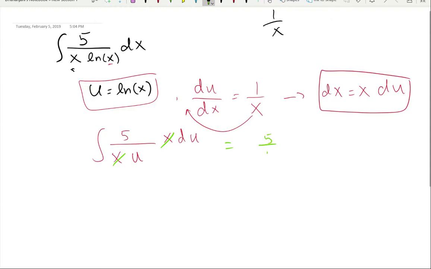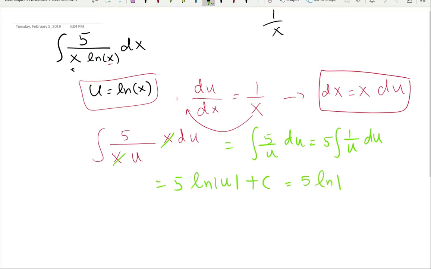So we have 5 over u to integrate with respect to u. So we can take that 5 out. So we need to integrate 1 over u, which we get 5 times... If you integrate 1 over u, you will get natural log absolute value of u plus c. So let's finish the answer by writing, well, what is u? u is natural log x, right? So this is 5 natural log absolute value of natural log x plus c. All right, so this is our solution for this integral.